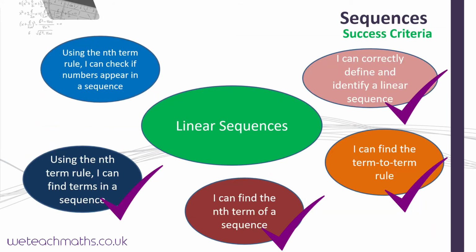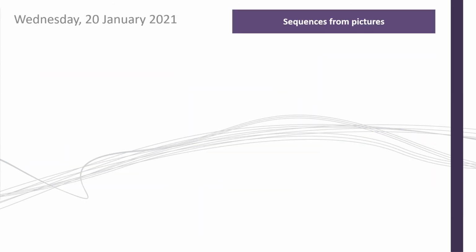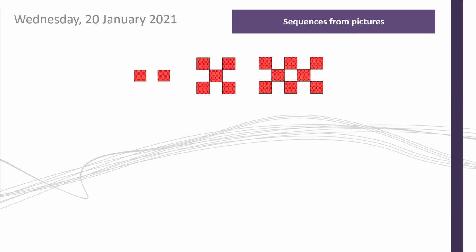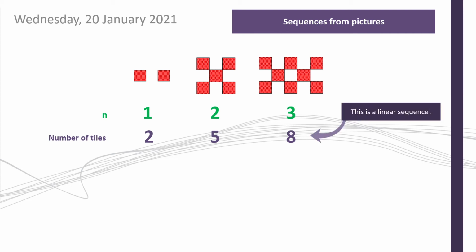Now we know how to check if a specific number appears in a given sequence. Time to combine and recap what we have learned today. Sometimes we can find linear sequences in pictures. Consider the following three pictures, which we will consider to be terms 1, 2, and 3. When we count the number of tiles, 2, 5, and 8, we can notice that this is a linear sequence as well, with difference 3.